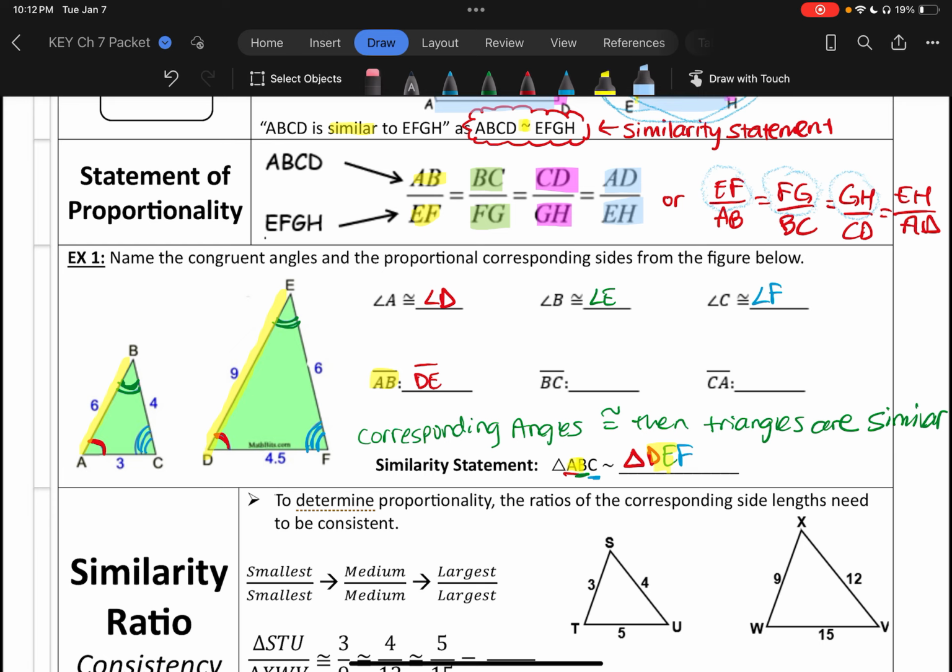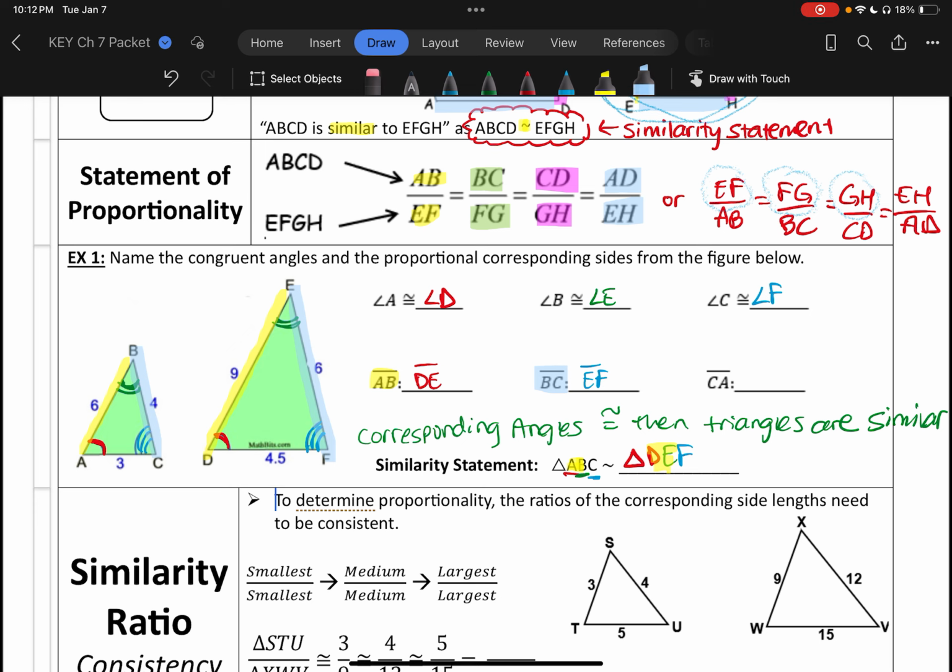Same idea here. If I look at the next blank, BC, well, BC connects the green angle and the blue angle, so it corresponds to this. This is where the color coding sometimes might be helpful. So BC would be to EF.